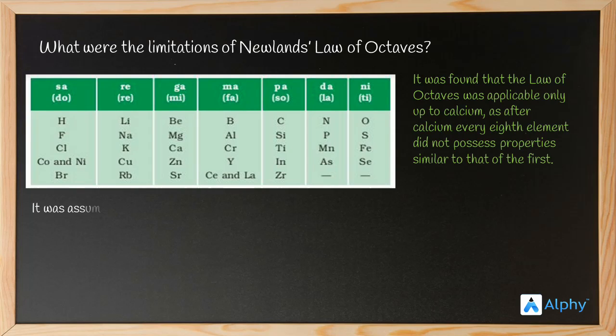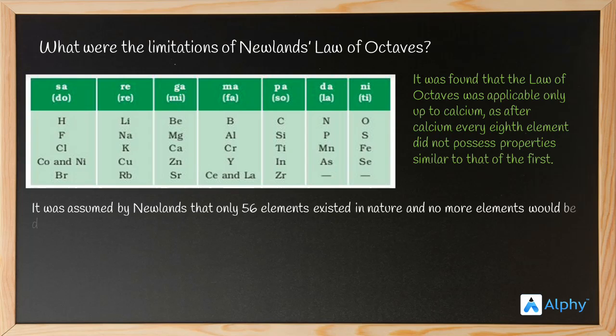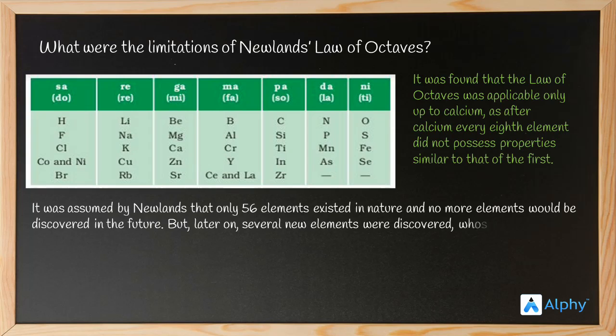Now, on to the second. Newlands assumed that only 56 elements existed in nature and no more elements would be discovered in the future. But what happened? Later on, several new elements were discovered whose properties did not fit into the table.